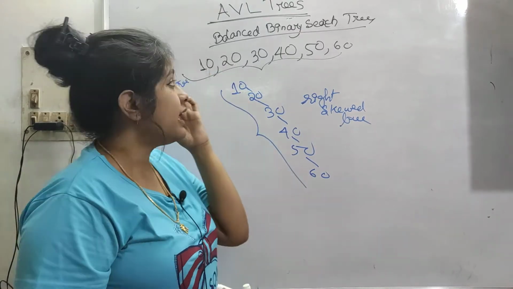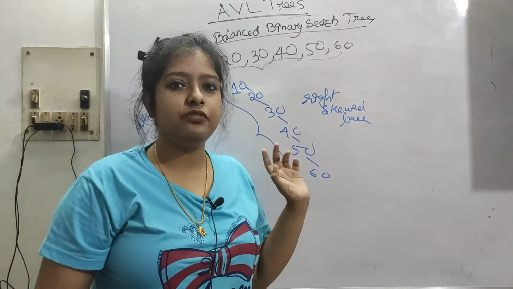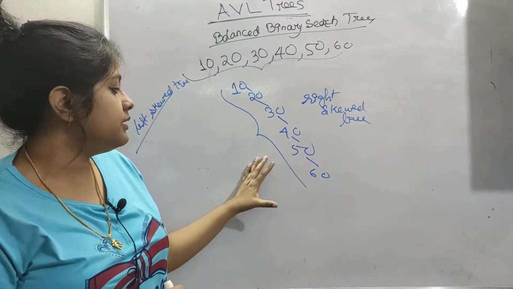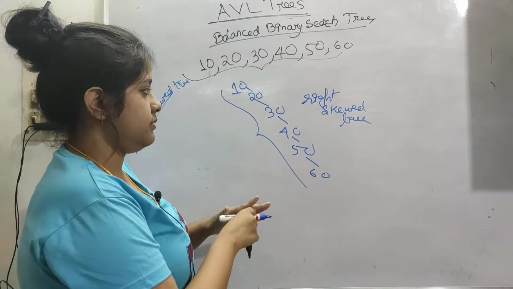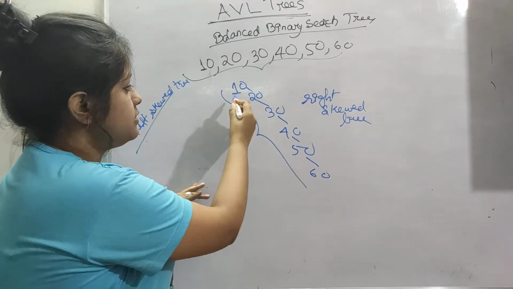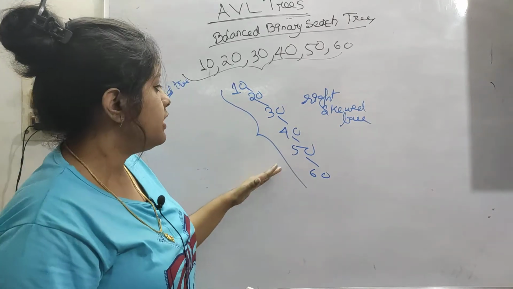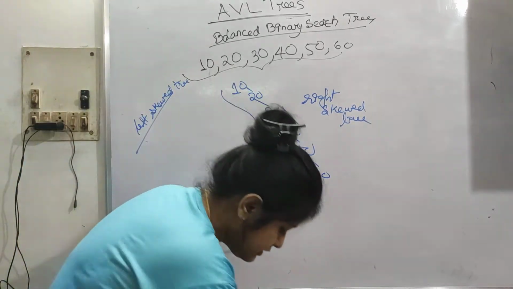So actually AVL tree, I forgot the full form, I will get back to you. This tree will be balancing the tree, because a skewed tree creates a lot of trouble in time complexity. So let's see what the AVL tree says.